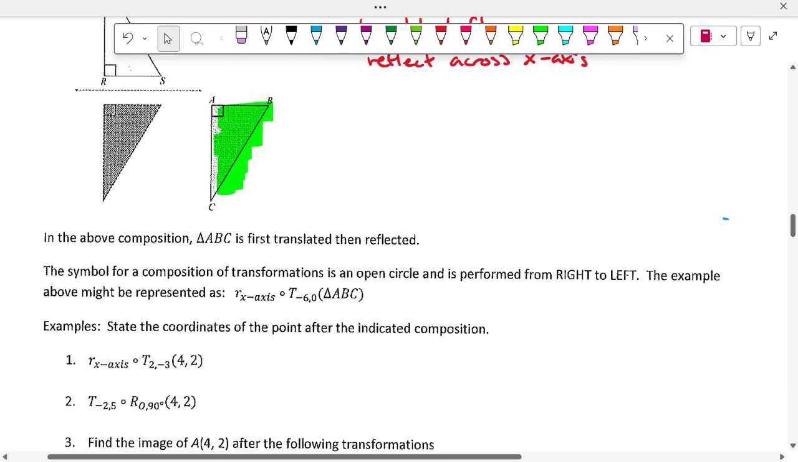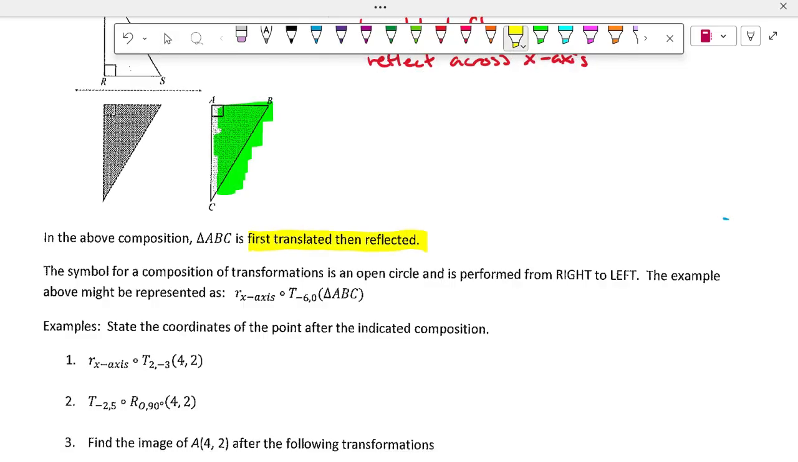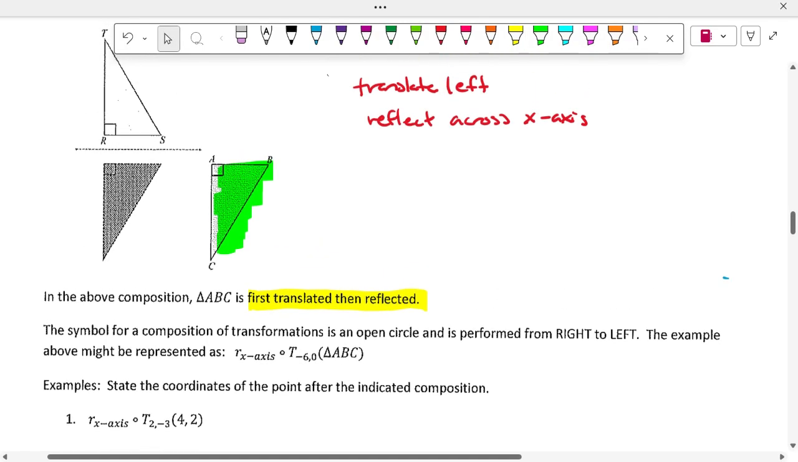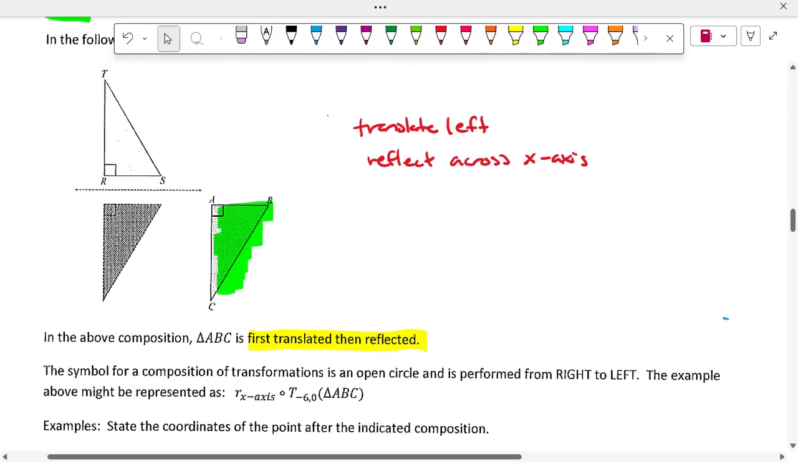Now, it says that in the above composition, it's translated first and then reflected. So this is one of those rare instances where if you did the other first, like if you reflected first and then translated, you would still end up with the same figure. Mainly because there's no vertical translation as well. All right. So that's where it typically messes up. So if you have a singular horizontal translation or a singular vertical translation, if you do the other transformation first, it'll probably end up being the same shape.